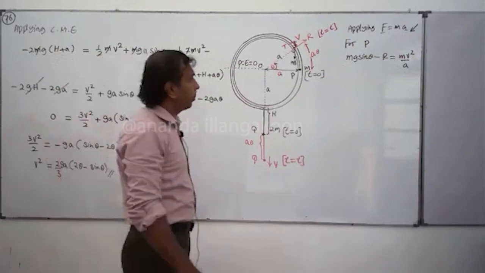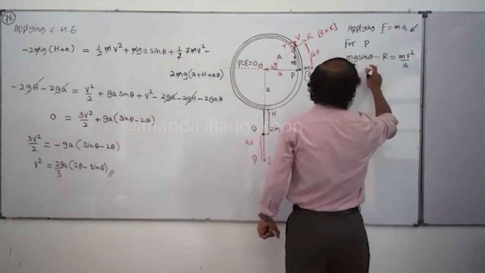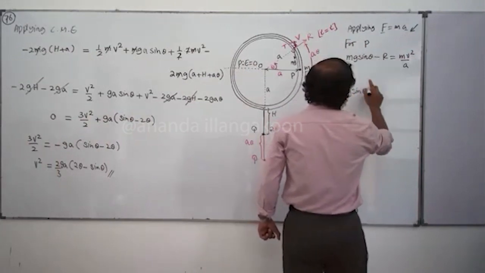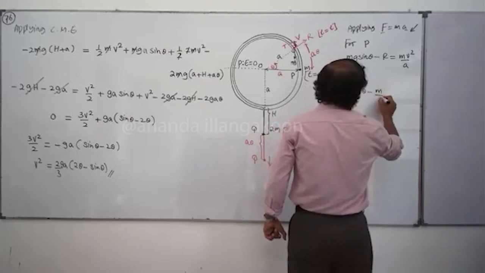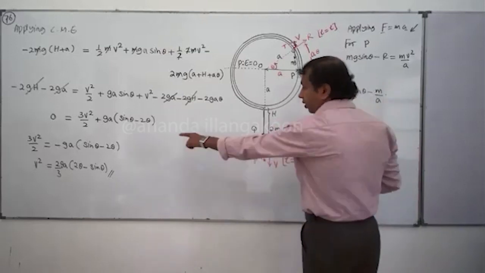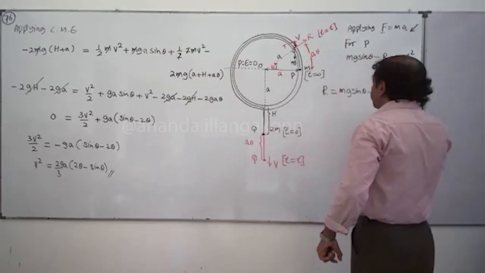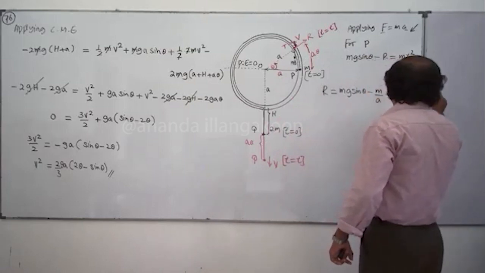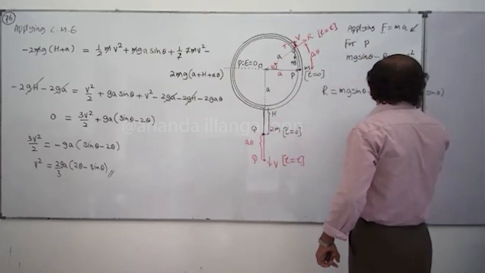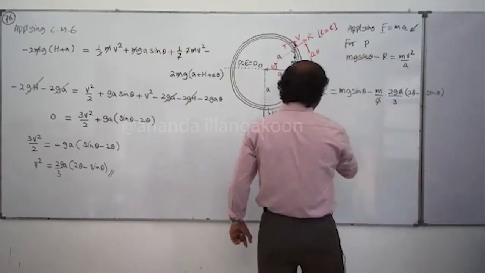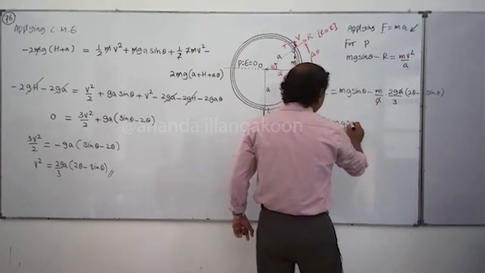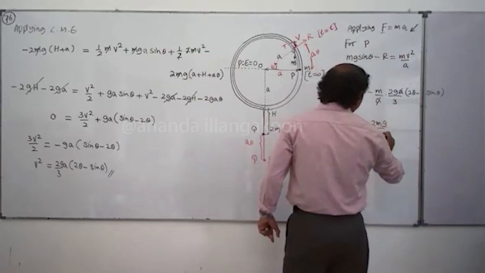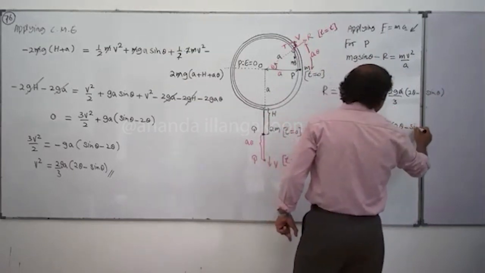Then R can be found. Take this right hand side and bring it to this side. R is equal to mg sine theta minus m upon a times v squared. For the v squared, you can put 2ga by 3 times (2 theta minus sine theta). A and a you can cancel down. R equals mg sine theta minus 2mg by 3 times (2 theta minus sine theta).